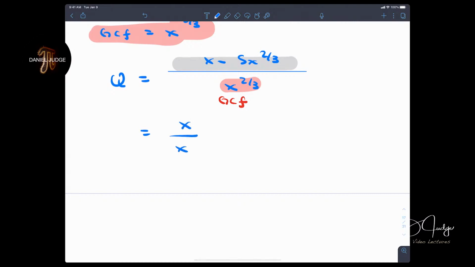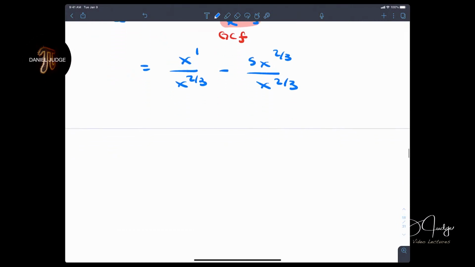X over x to the 2/3 minus, let's not forget, 5x to the 2/3 over x to the 2/3. This is x to the first power. Okay.